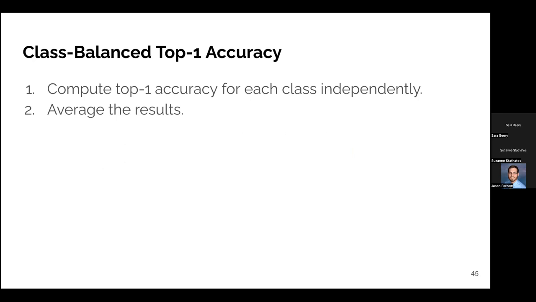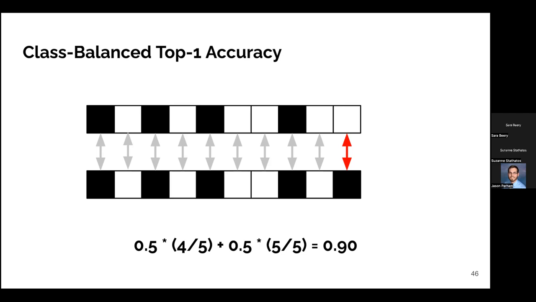To see an example, if we were doing class balanced top one accuracy here, we get 4 out of 5 of the black squares right, we get 5 out of 5 of the white squares right, so that gives us 90%. So in this case, because this is a balanced test set, you get the same result as if you had used regular classification.